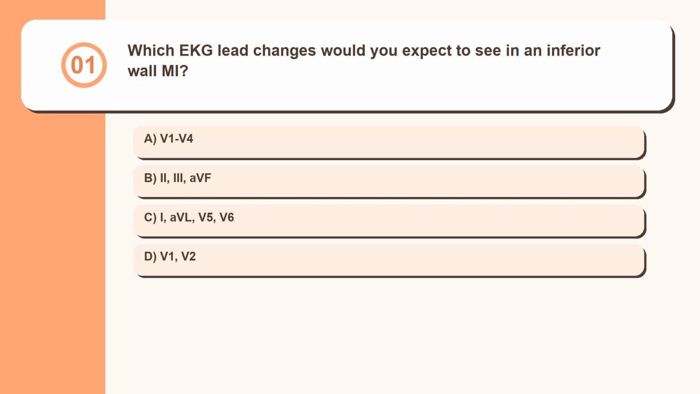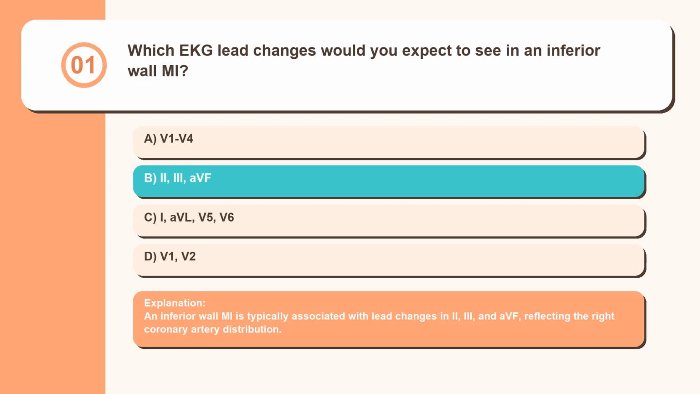Question 1. Which EKG lead changes would you expect to see in an inferior wall MI? V1, V4; 2, 3, AVF; I, AVL, V5, V6; V1, V2. An inferior wall MI is typically associated with lead changes in 2, 3, and AVF, reflecting the right coronary artery distribution.